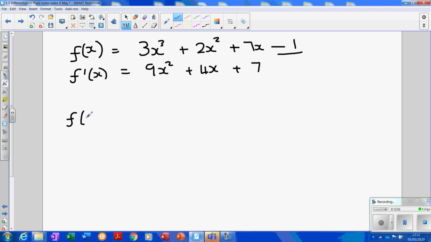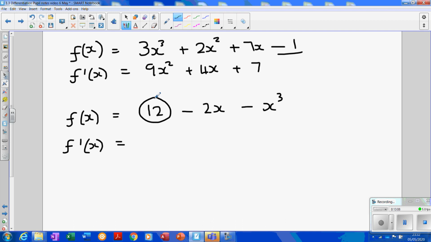Right, f(x) equal to 12 minus 2x minus x to the power of 3. So same rules, f dash x. The derivative of a number is 0, so that's 0, but I don't need to write 0. The derivative of minus 2x becomes minus 2. And the derivative of minus x to the power of 3, multiplied by the power, is minus 3x to the power of, take 1 away, 2.